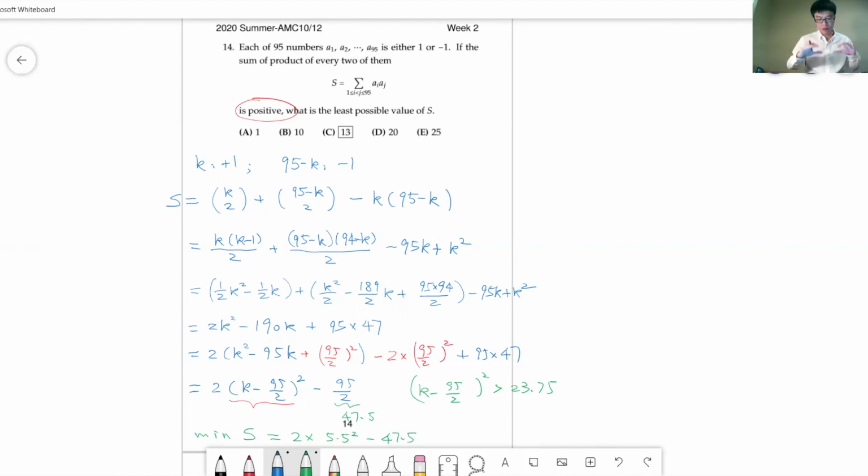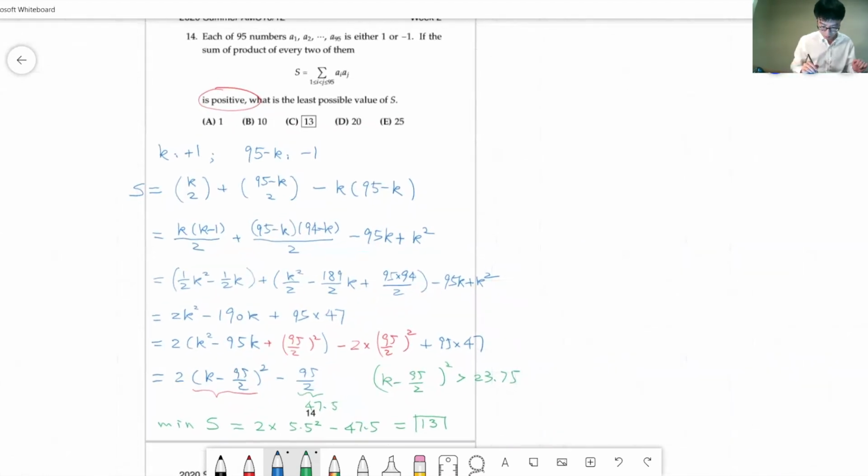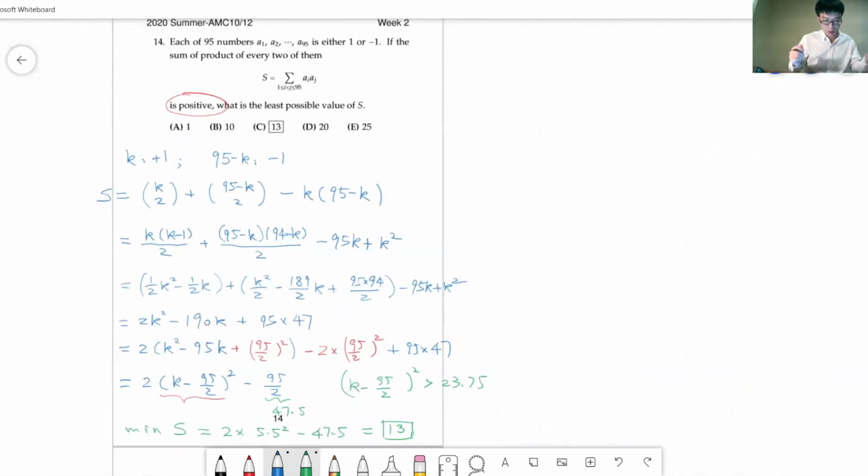Because k minus 95/2 must be an integer plus 1/2. So 5.5, and this equals 13. So 13 is the solution. That's the minimum possible value for S.